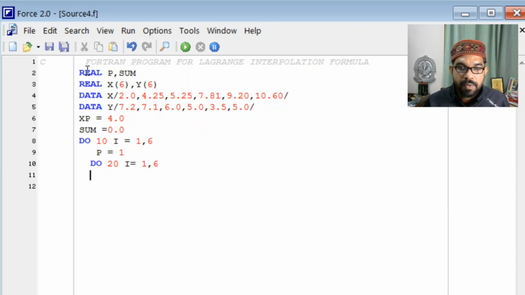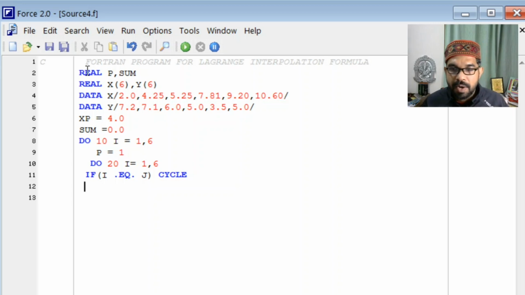And here we write if I equals j, cycle. So this is a very important command. When this command is executed, this step of the loop is bypassed. When I is equal to j, in Lagrange's interpolation formula, when xi is equal to xj, that term is not there.